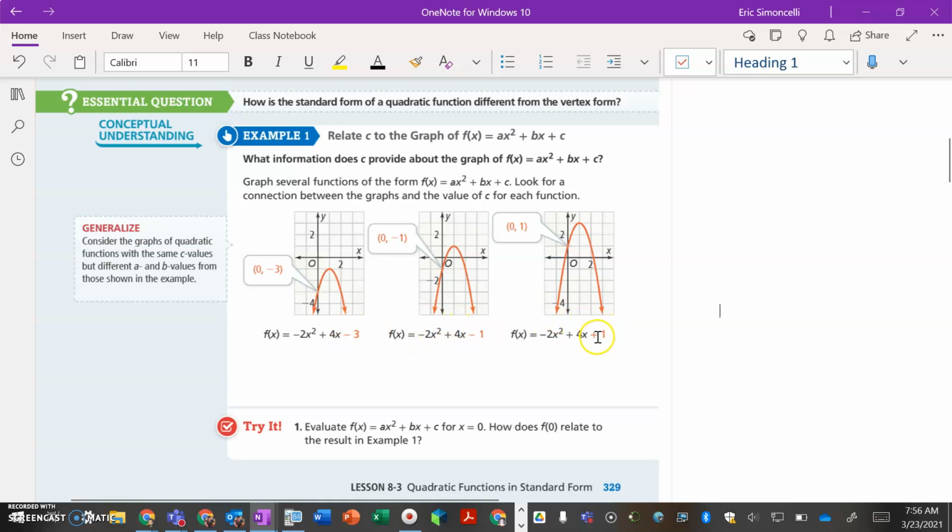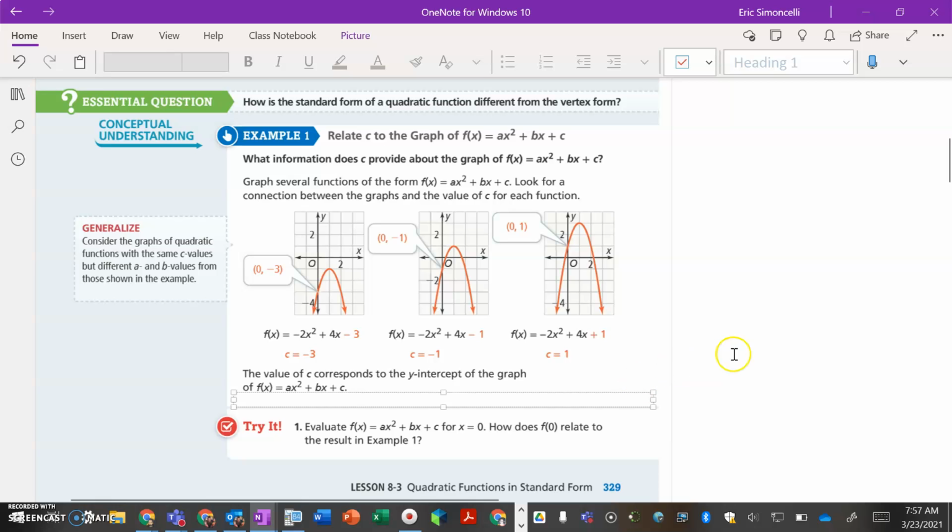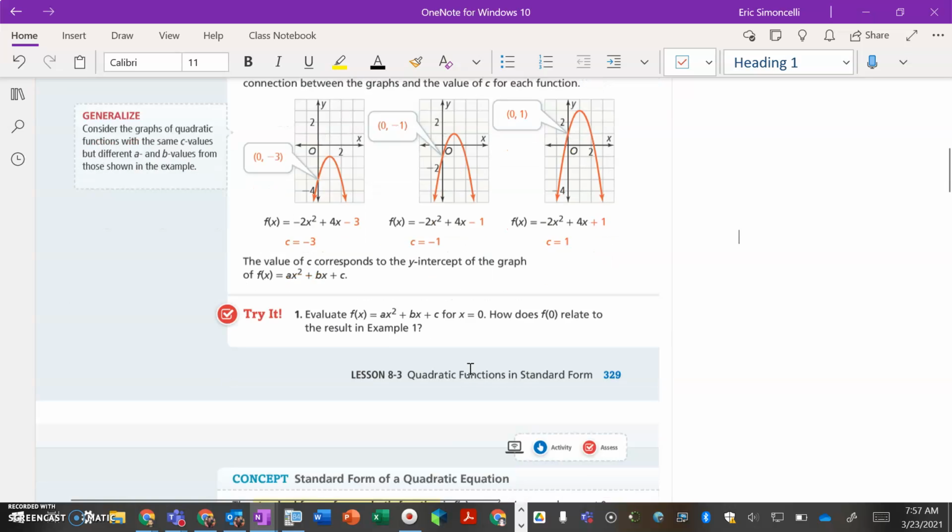When the c value is just simply -3, it's going to cross the y-axis at -3. Similarly, at -1 and at +1, given those two particular c values. The value of c corresponds to the y-intercept of the graph of the function, as I already said. I do encourage you to take a look at the try-it example below. This is going to be a nice connection to be made later. Always try those if you can on your own.